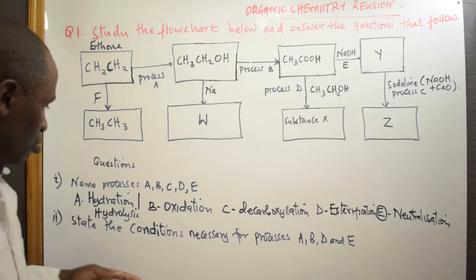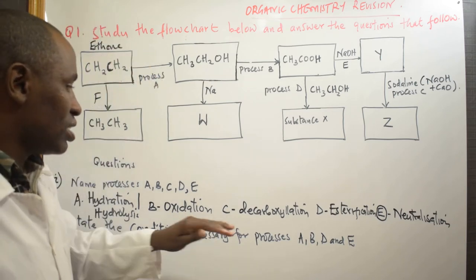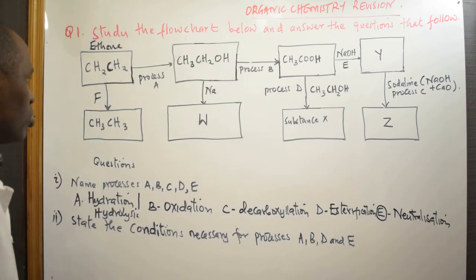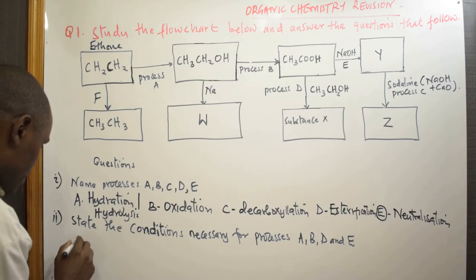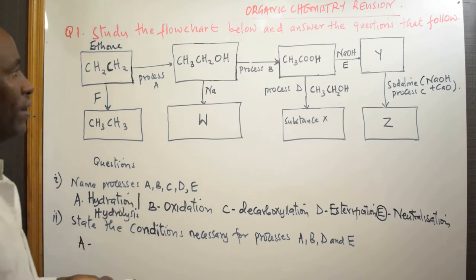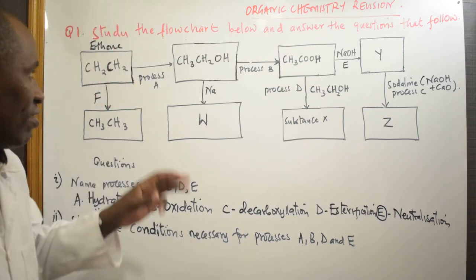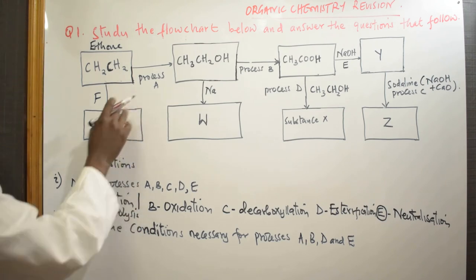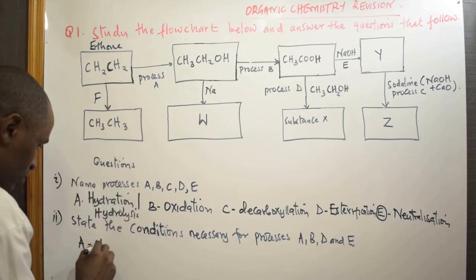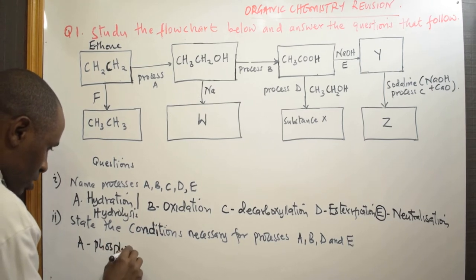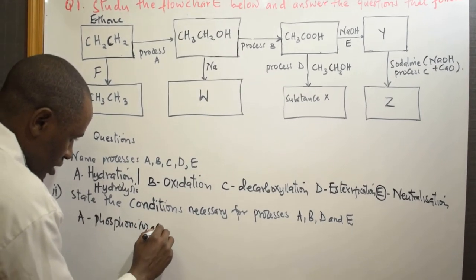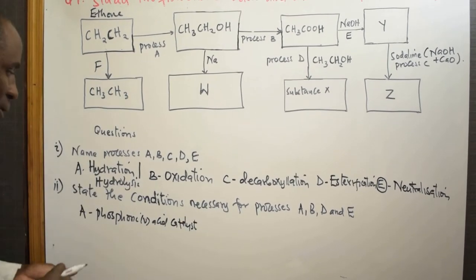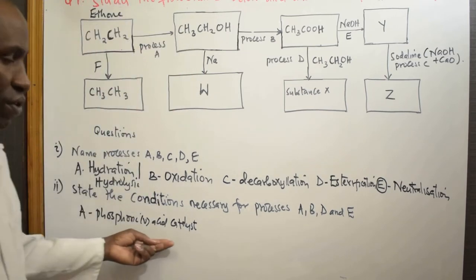Now, let me take you through the conditions necessary for the processes above. And we're going to have the step A. Now, with step A, we can have a case where we have phosphoric 5 acid, and we also have sulfuric 6 acid. Let's just take one of them. When you're using phosphoric acid here, this is the condition: the presence of phosphoric 5 acid catalyst.